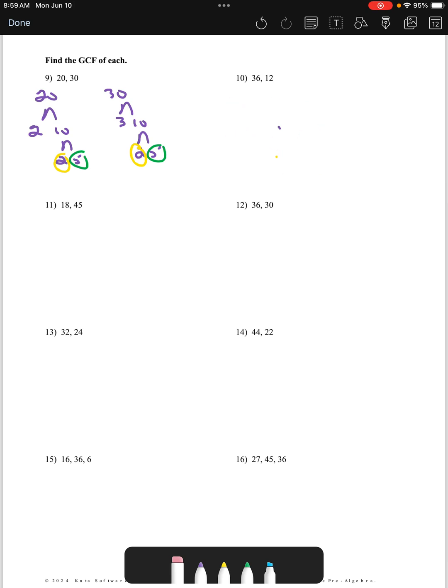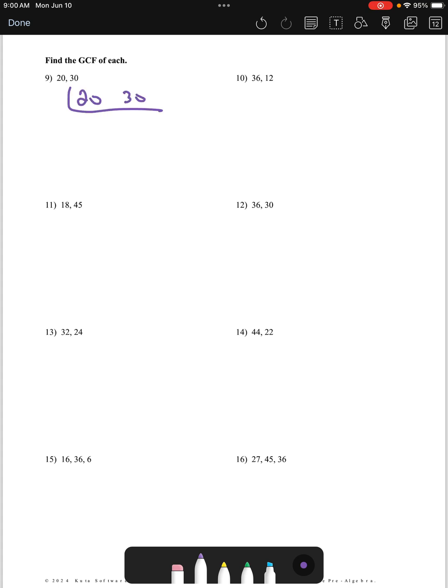So first option was write out all the multiplication facts, find the biggest number. Second option, do your factor trees and find what's common. Third option, and this is probably new, it's what I call the ladder.